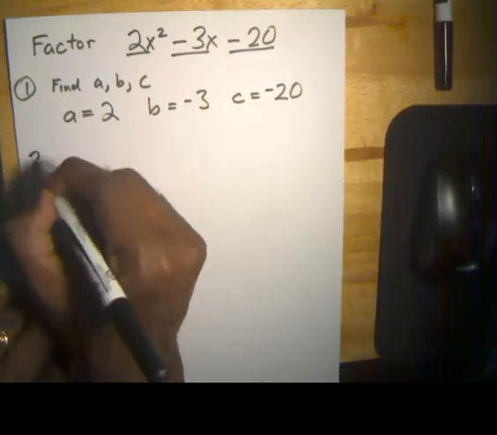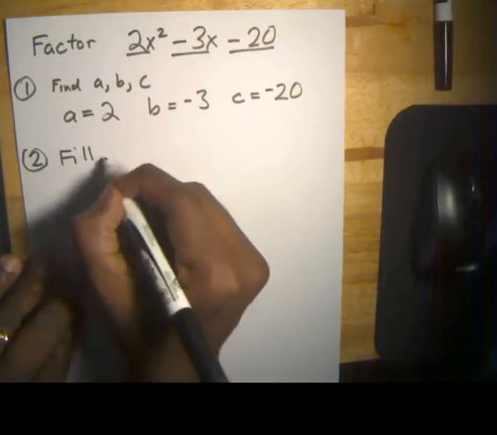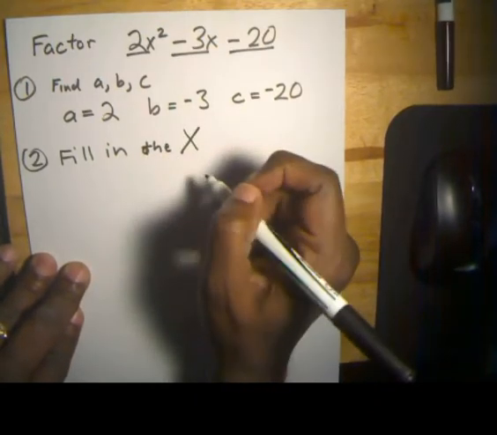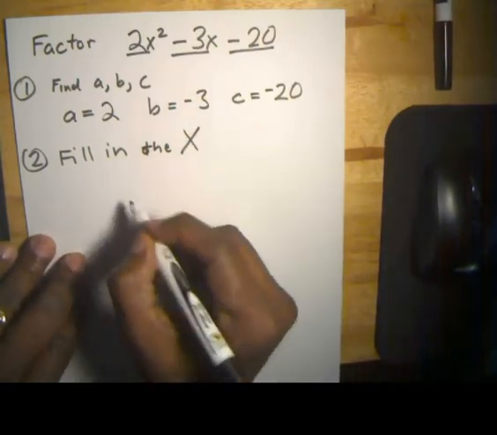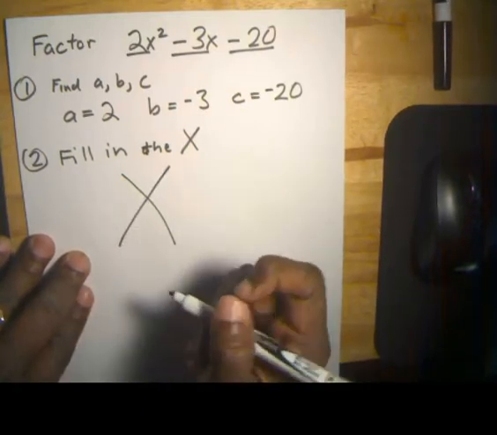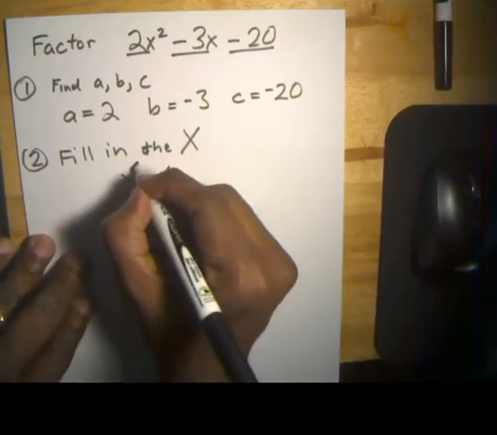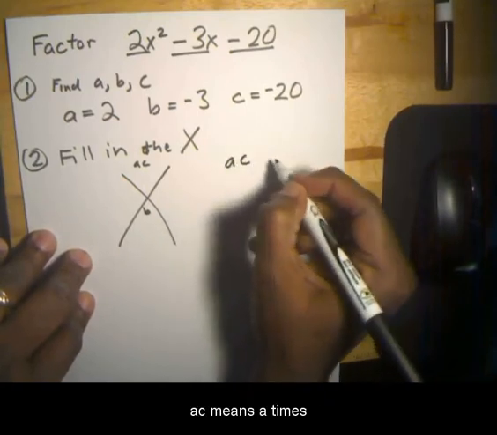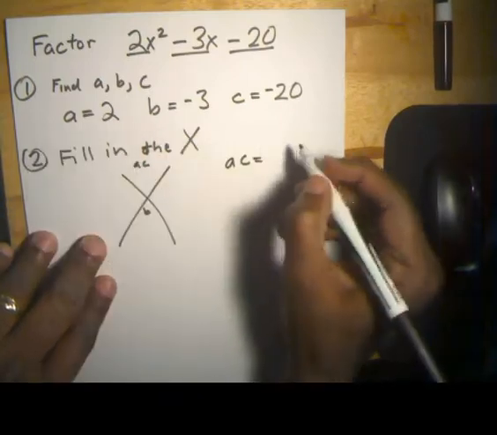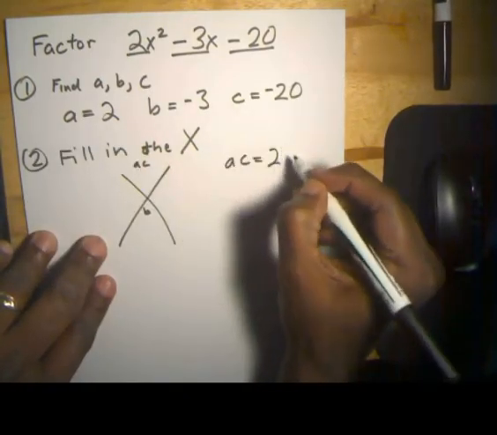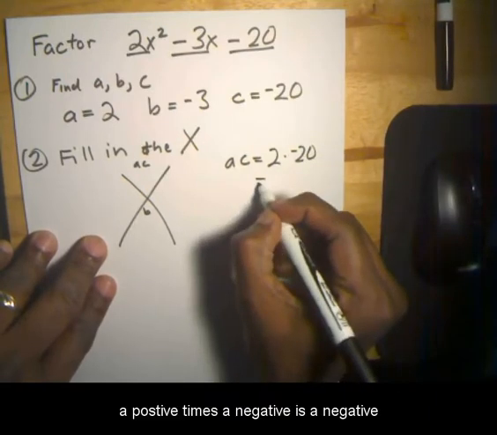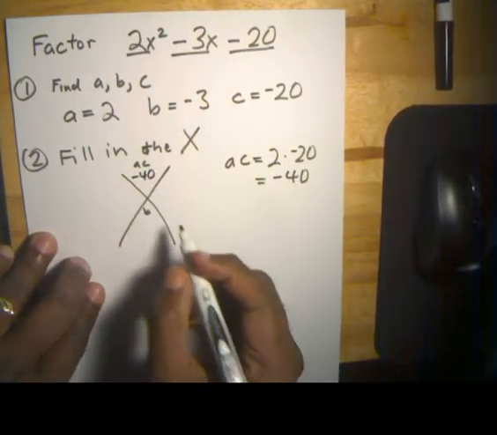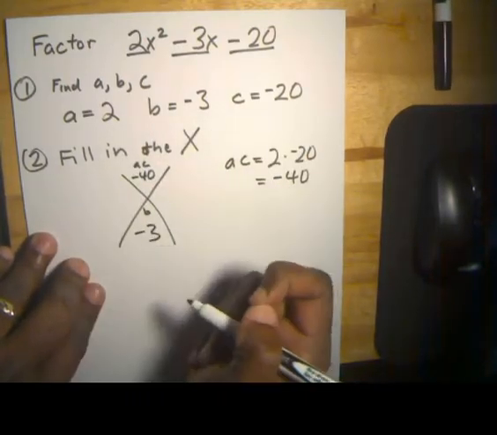All right. The next step, we are going to fill in the x. I'm going to draw an x, and what needs to go right here is AC. What needs to go here is B. Let's find AC. AC is A times C. So A is 2, C is a negative 20. When we multiply those, we're going to get a negative 40. That's going to go right there. B, we already know, is negative 3. So we're just going to put that there.